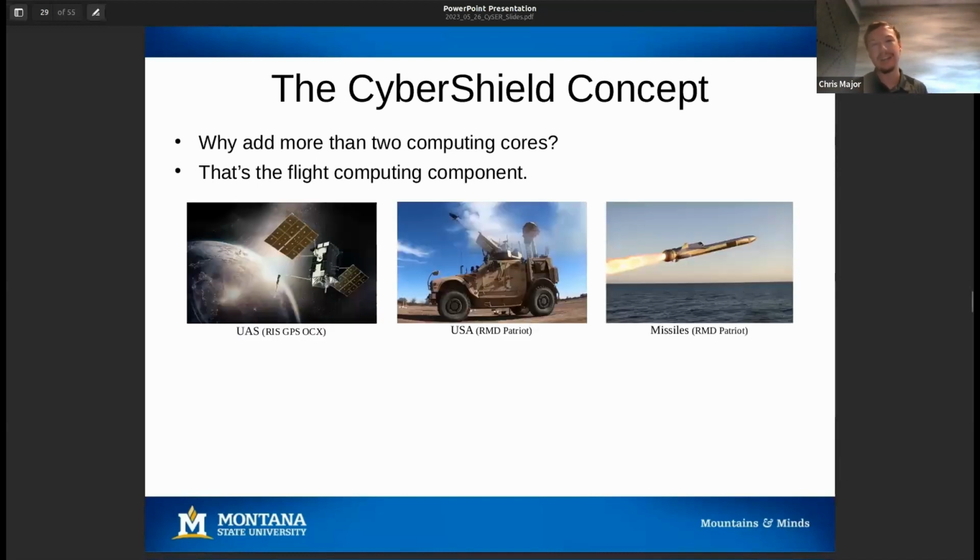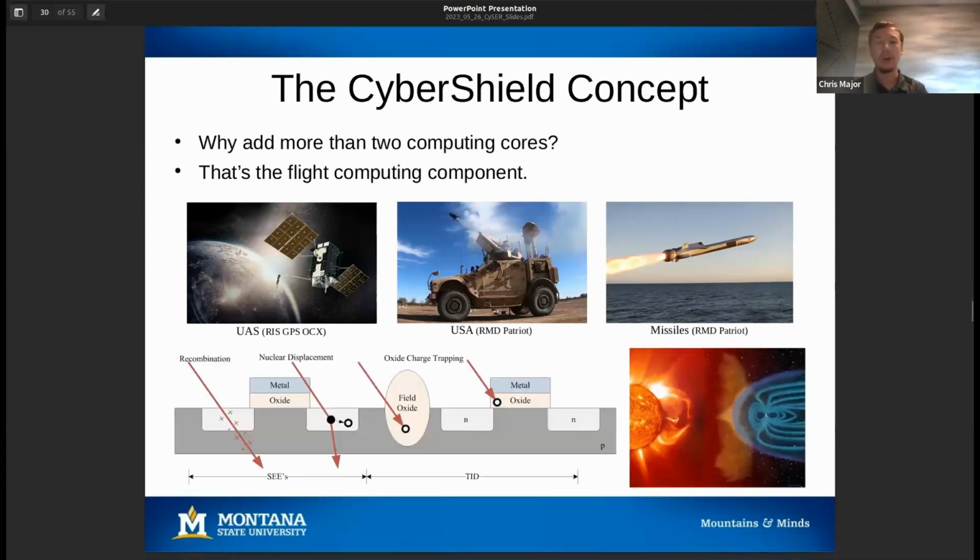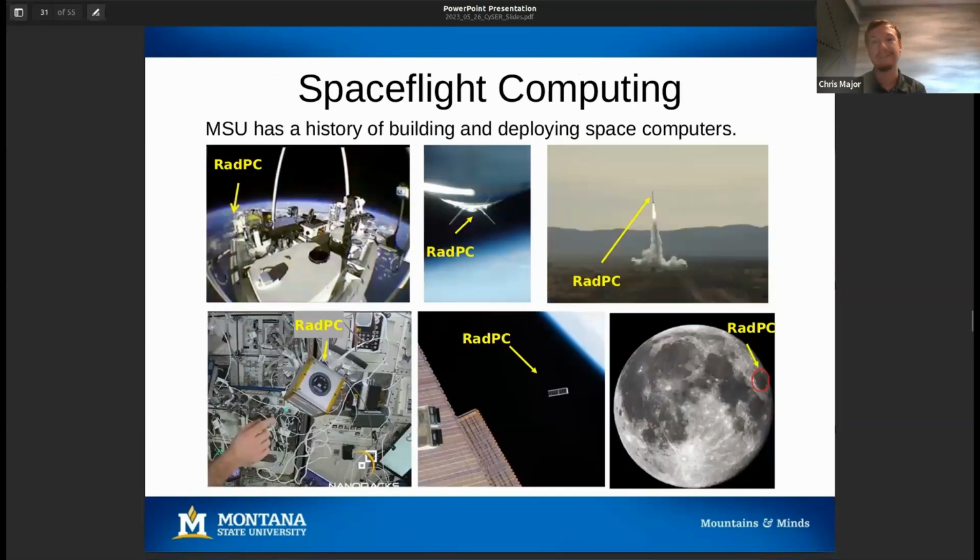Because there's actually a lot of similarities between aerospace and cybersecurity within defense. In fact, a lot of principles that are used in this research for defending multiple processing cores with redundancy mechanisms and voting mechanisms are actually techniques used in the aerospace industry. In fact, MSU has a history of building and deploying various space computers. We have a platform known as RADPC that has been developed in the lab.